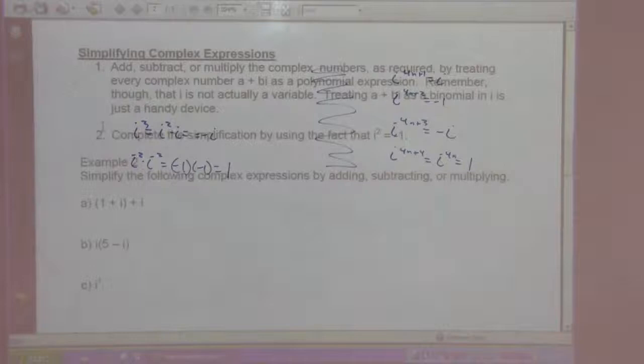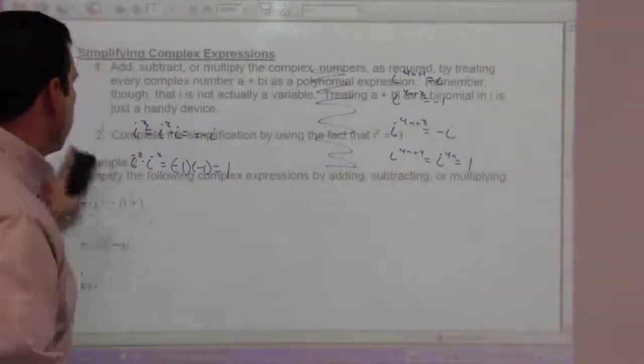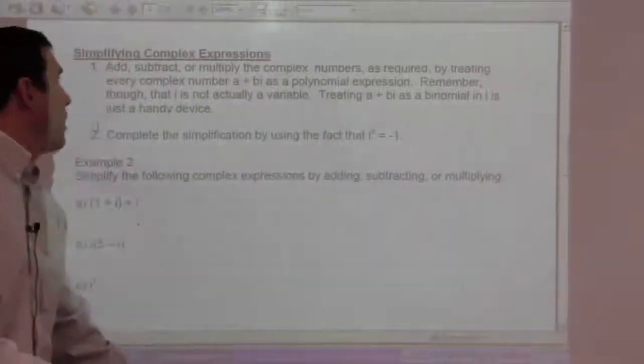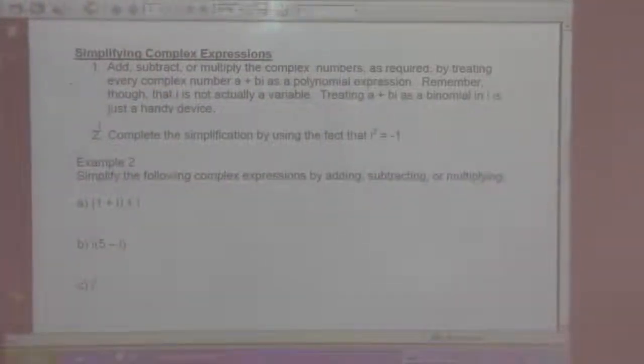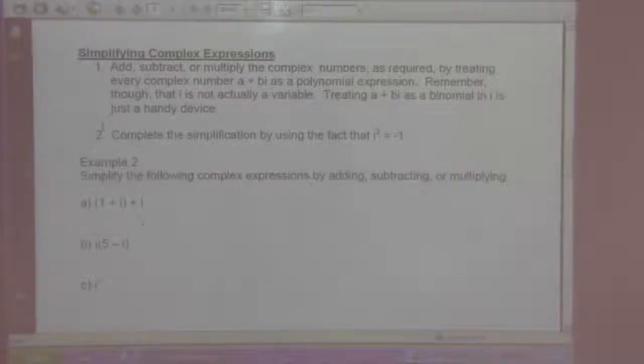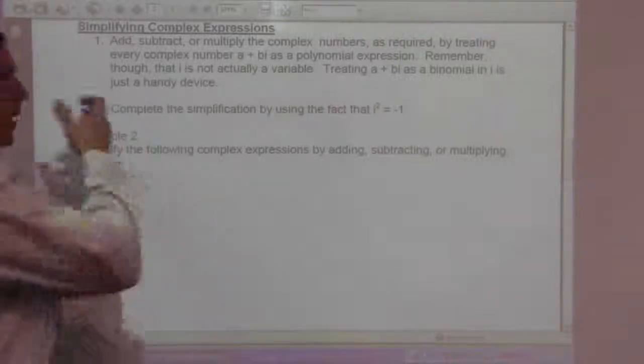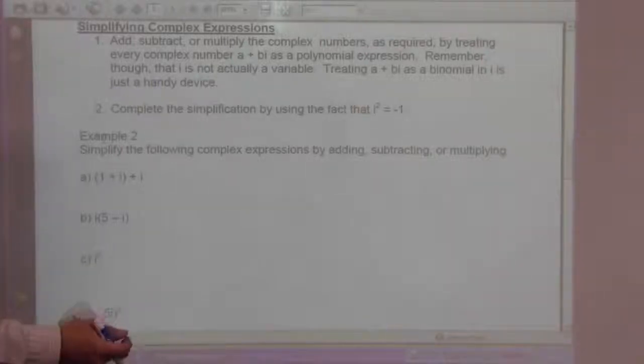Okay, simplifying complex expressions. Add, subtract, or multiply the complex numbers as required by treating every complex number as a polynomial expression. Remember, though, that it is not actually a variable. i is not a variable. Treating a plus bi as a binomial in i is just a handy device. Then complete the simplification by using the fact that i squared is negative 1.